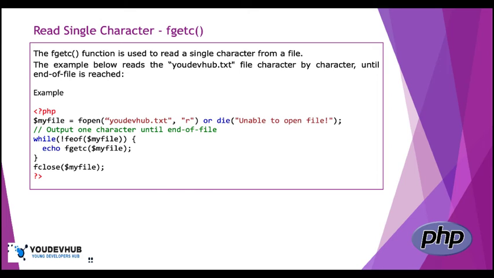Alright, now we have the read single character, which is fgetc. The fgetc function is used to read a single character from a file. In the example below, we are going to see from our udevelop.txt that the file will be read character by character until the end of file is reached. So let's go back to our text editor and see what it's going to give us.